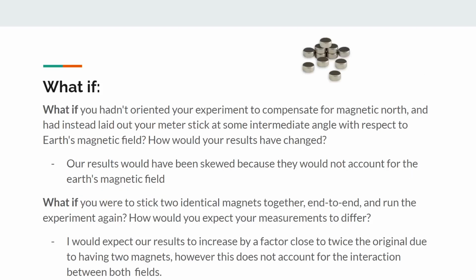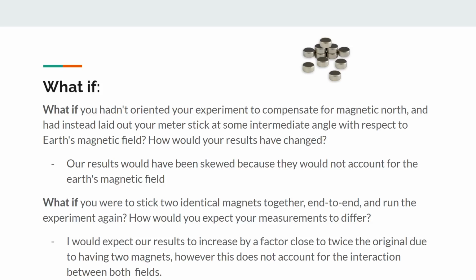So what if we hadn't oriented our experiment to compensate for magnetic north, and had instead just laid out our meter stick at some intermediate angle with respect to Earth's magnetic field? Our results would have been way more skewed because they would not have accounted for the Earth's magnetic field, and it wouldn't have canceled out.